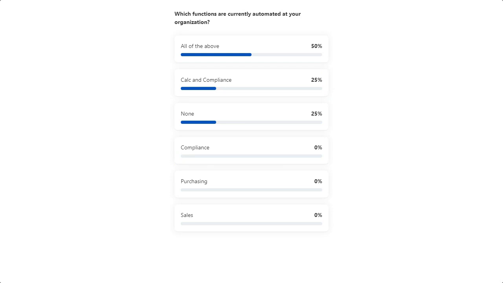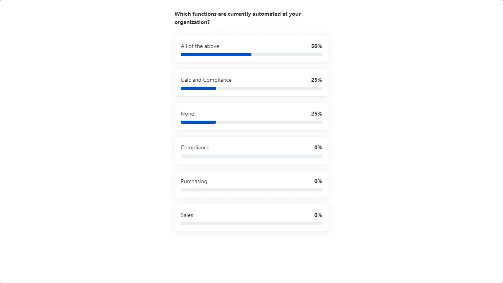All right, so I don't know if everyone can see these results. I think we can. It looks like people are saying, most people said either all of the above are automated or none. And then a few folks said calc and compliance. So that's interesting. Any comments on these poll results, guys?